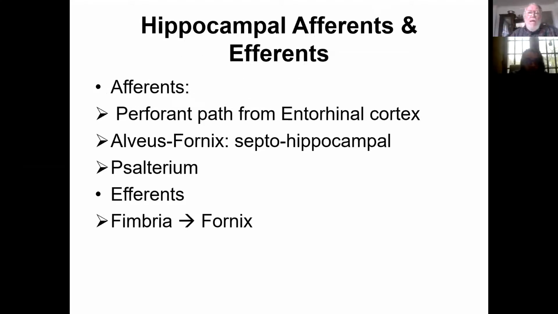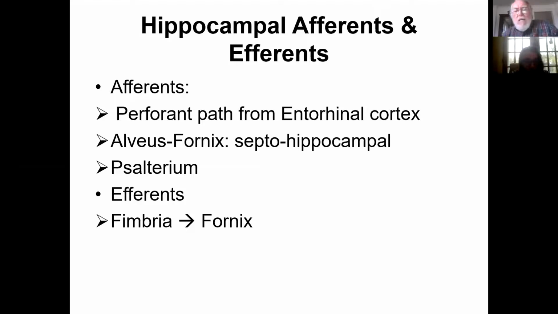So what are the major afferents coming into the hippocampus? So again, an afferent is an input. And the major hippocampal afferent is called the perforant path, PERFORANT. And this is a major kind of fiber input coming in from the entorhinal cortex.